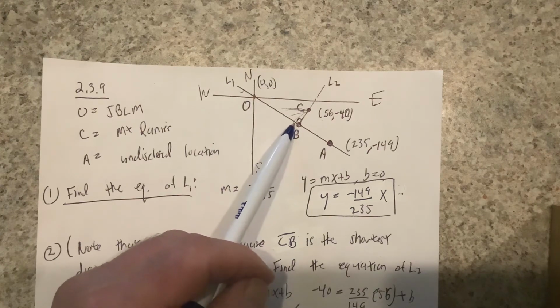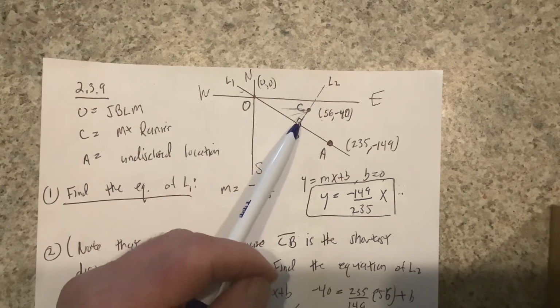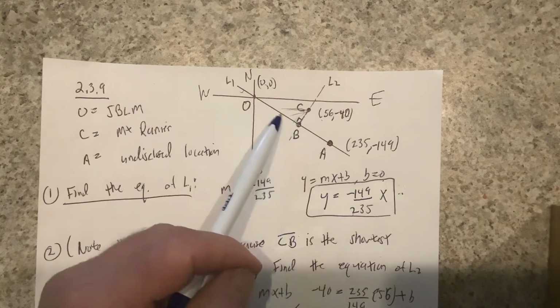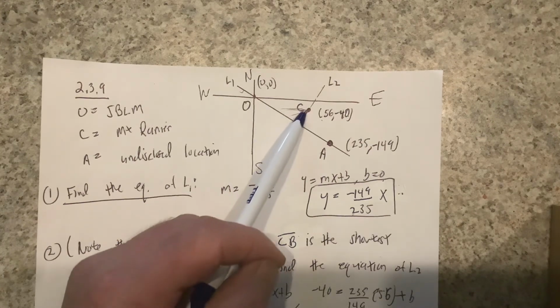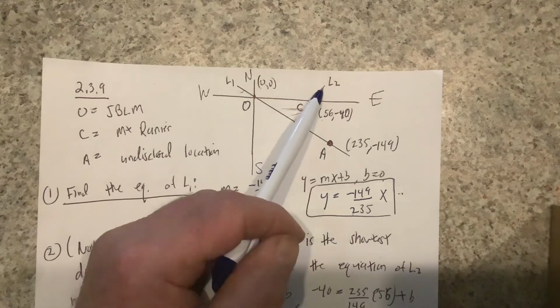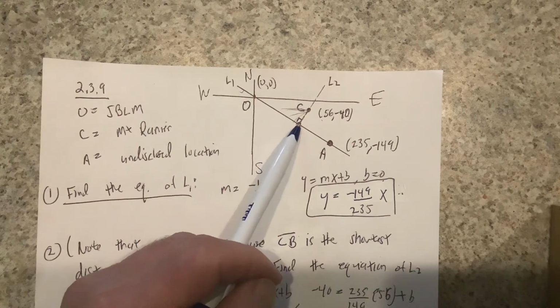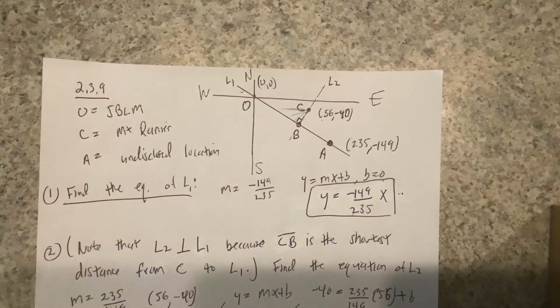But it turns out that is probably the hardest part, realizing these have to be perpendicular. If this is the shortest distance from Rainier to the pathway, this line has to be perpendicular. So you can find the equation of that line. Once you get this point, the rest is pretty easy. I know you'd like that.